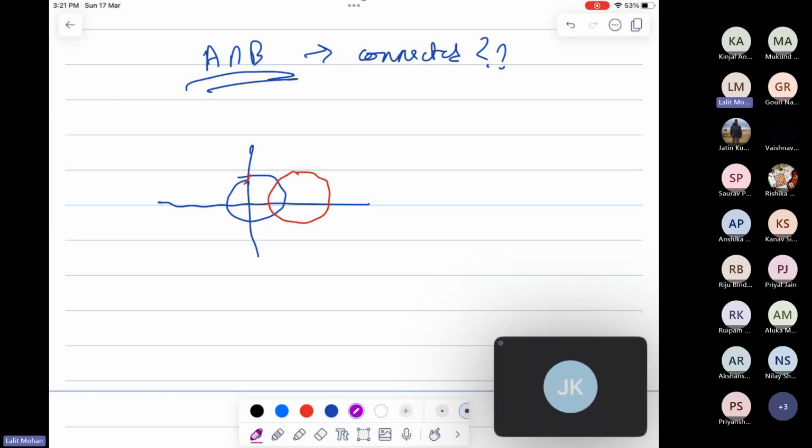What is the intersection of A and B? This point and this point. Now A intersection B has only 2 points. Is this connected?